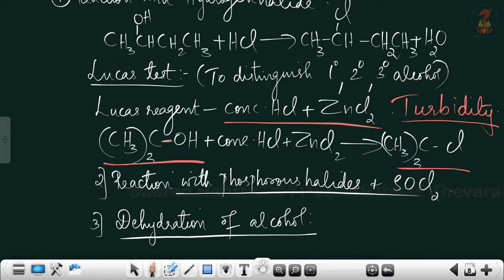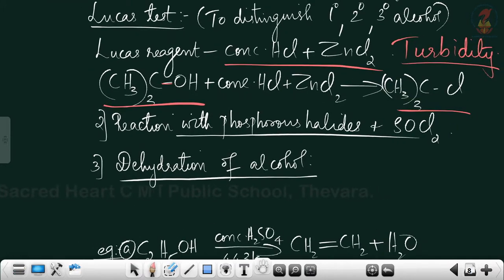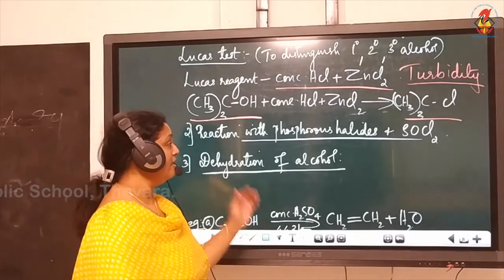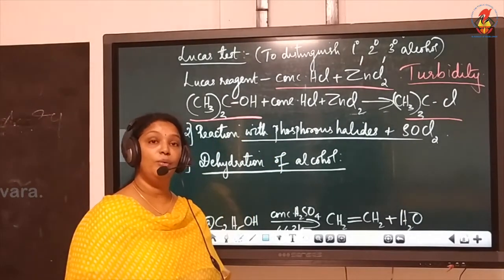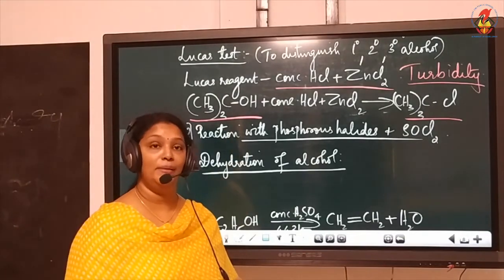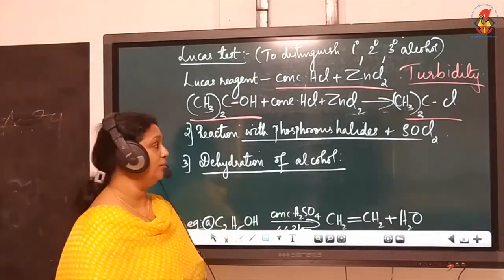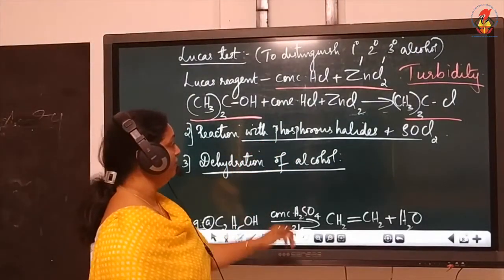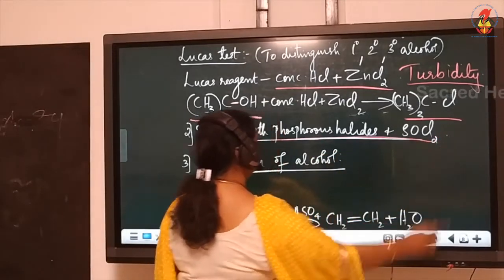Now, next reaction is the reaction with phosphorus halides and thionyl chloride, which you have already learned in the chapter haloalkanes and haloarenes. So, in this case also, reaction with phosphorus halides and thionyl chloride, the CO bond is broken and OH will be replaced with halogen. So, I want you to refer to haloalkanes and haloarenes for these reactions. There is reaction with phosphorus halides and thionyl chloride.